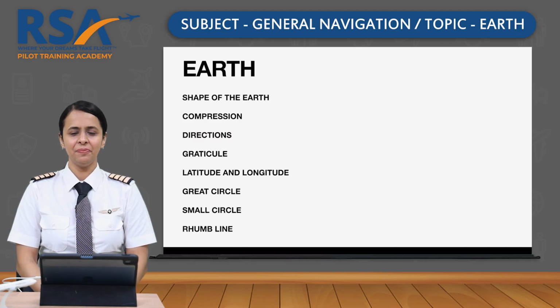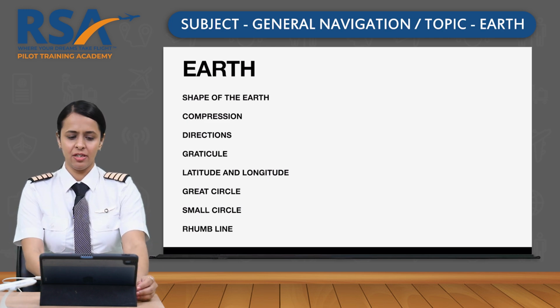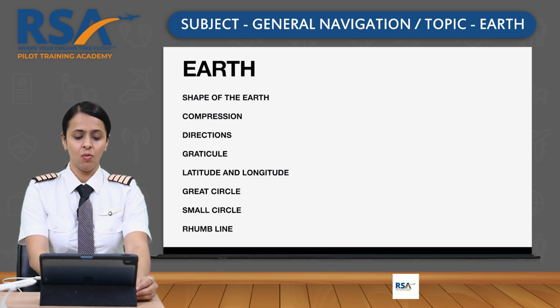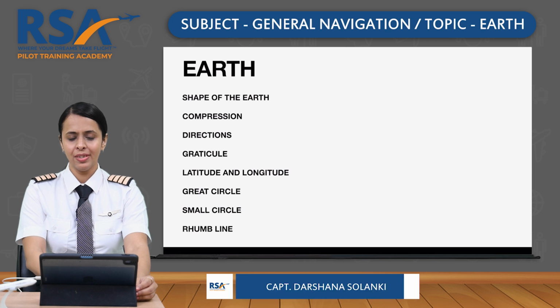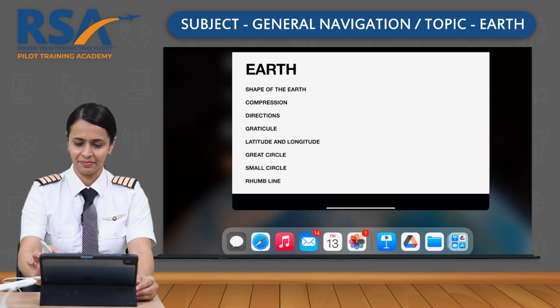My name is Captain Darshana and today we will be studying the chapter Earth. We will look at the shape of the Earth, what is compression, then we will look at directions, what is gratitude, also a little bit about latitude and longitude, what is a great circle, what is a small circle, and also what is a rhumb line. So let's get started.